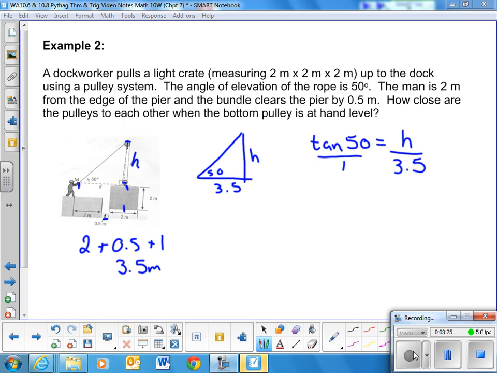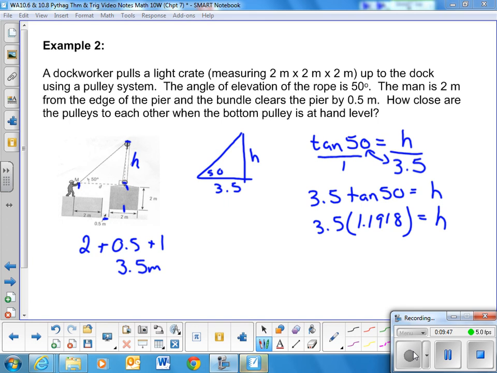Again, we can use cross multiplication to solve. So we have 3.5 times the tangent of 50 is going to equal side h. The tangent of 50 is 1.1918. Multiplying those two out gives me 4.17 being equal to side h. And if we round that, we end up with the distance between the pulleys being 4.2 meters.